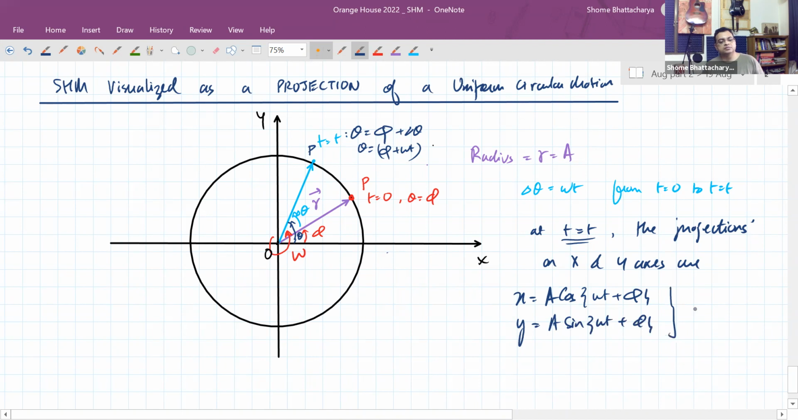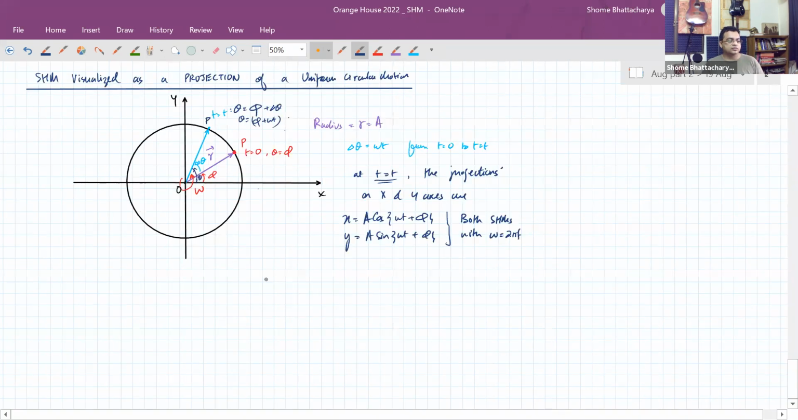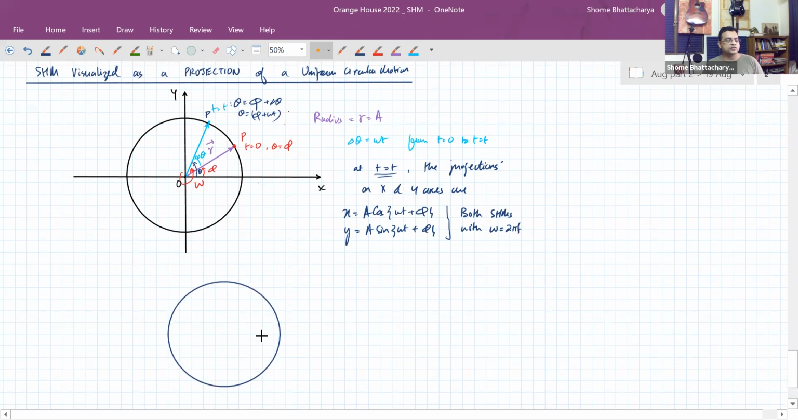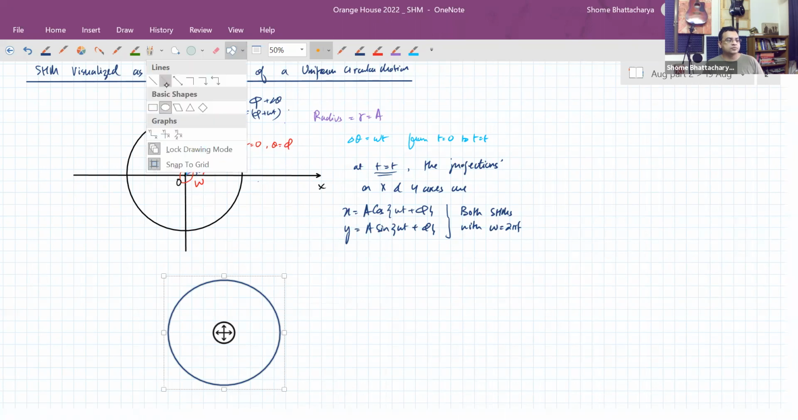So these are both SHMs with omega equal to 2 pi f and pi by 2 phase difference. So as you imagine this particle going round and round in a circular path, whichever shadow you're tracing, whether it's the one on the y-axis or the one on the x-axis, you can see that it will be doing an SHM.